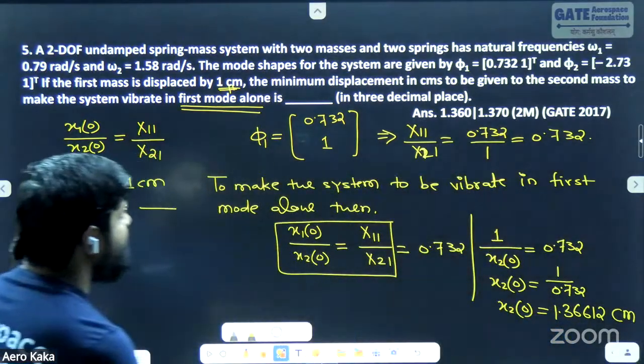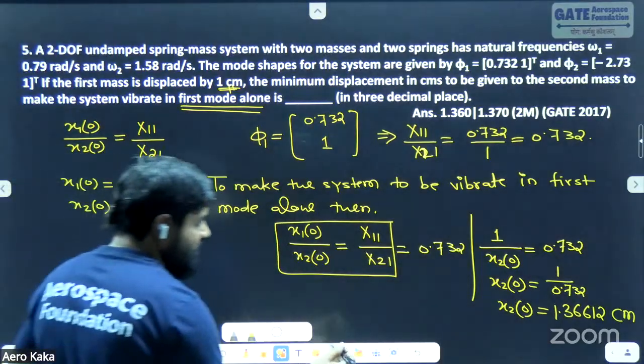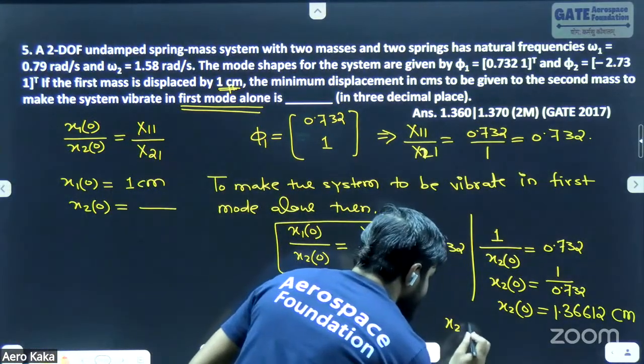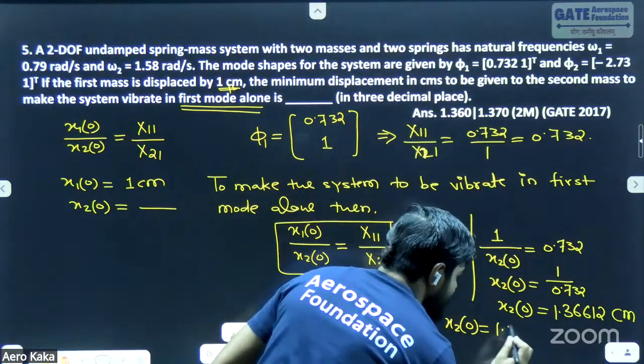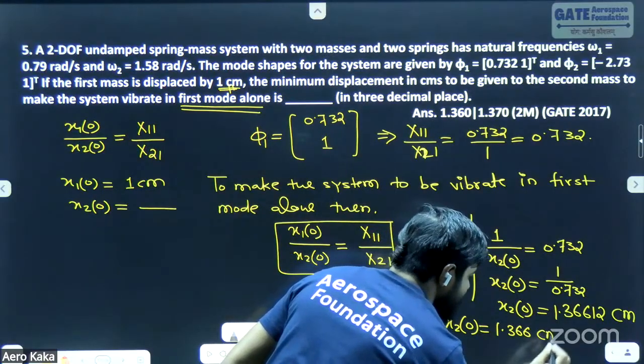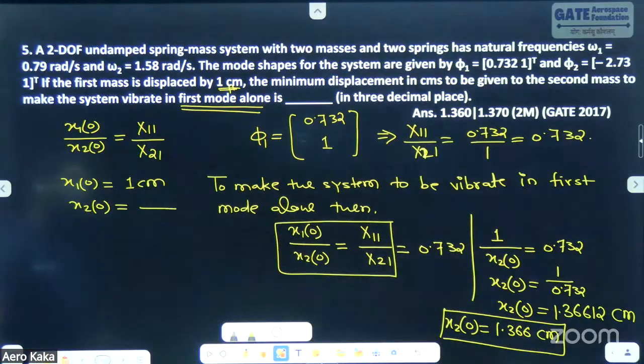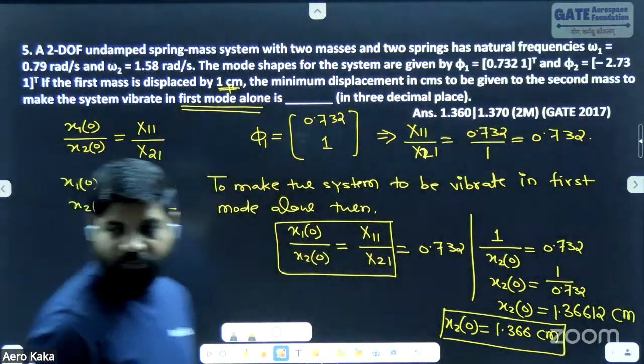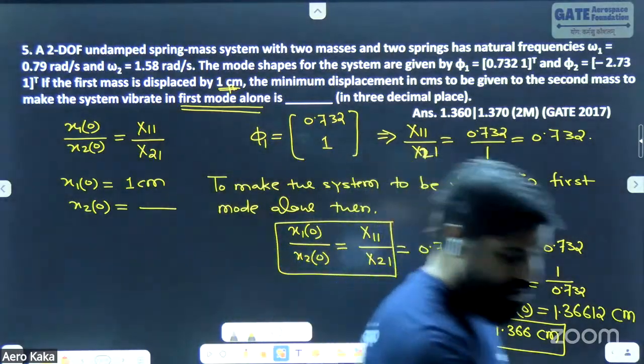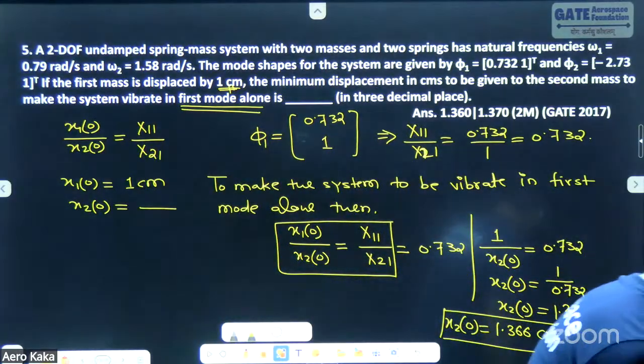Up to how many decimal places are they asking? Up to 3 decimal places. It means x20 is going to be 1.366 centimeters. Is it easy or tough? It's a really very easy question. Based on this only, they have asked lots of questions.